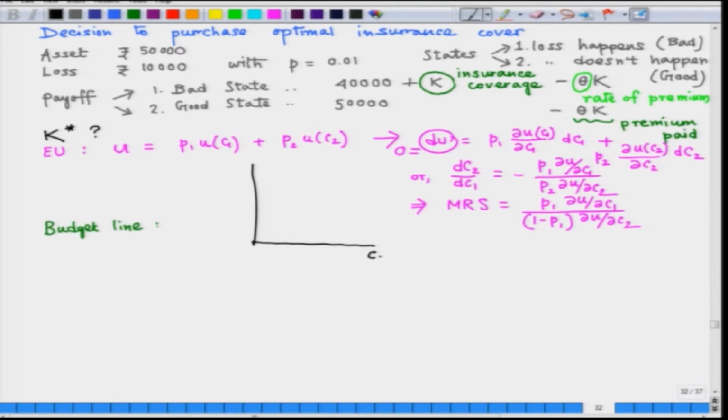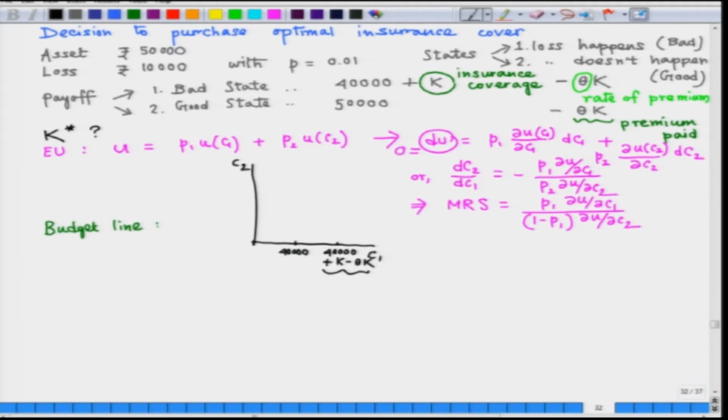So, we have consumption in bad state C1, consumption in good state C2, and let us assume that this is 40,000 and that is basically the asset value when loss happens. But if loss happens, then the insurance company will give k amount back, as that was the insurance coverage, but the consumer has to also pay the insurance premium. So, in the case of a loss, the consumer is left with this amount of money for consumption.